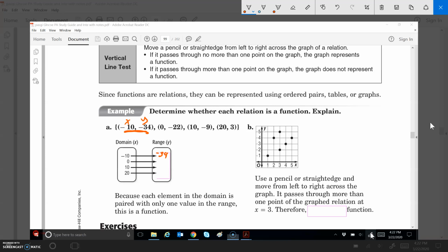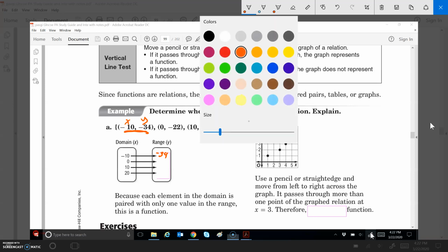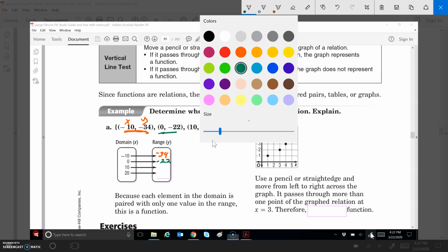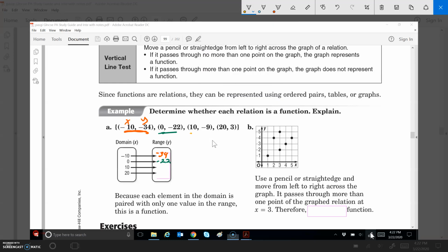Now we list what they did. These are in order, but sometimes they're not in order. But we go from least to greatest here. So -10, 0, 10, 20. That's how they're listed here. So if -10 goes to -34, 0 is going to take me to -22. And 10 goes to -9. And 20 goes to 3.